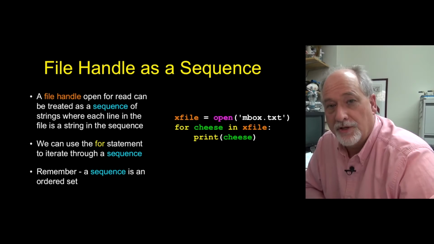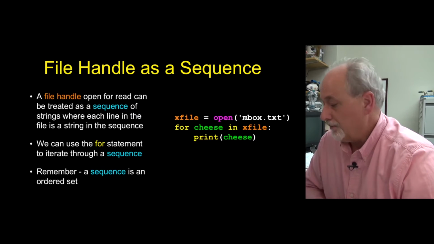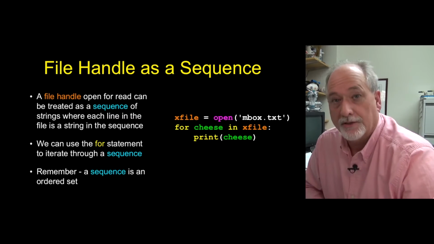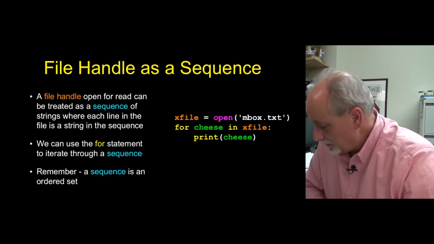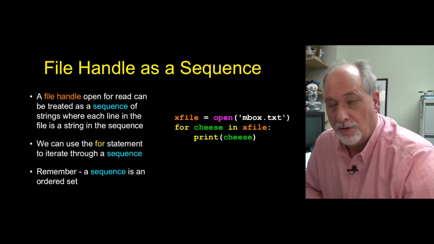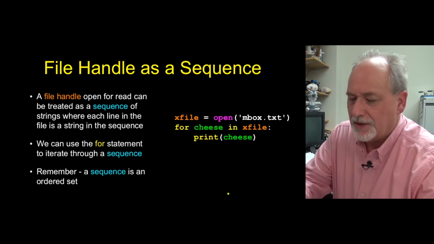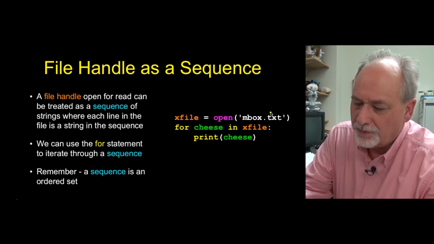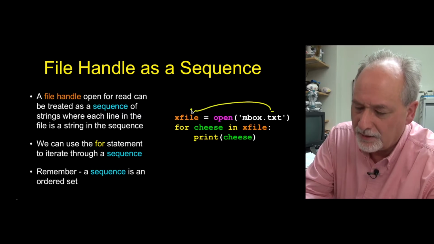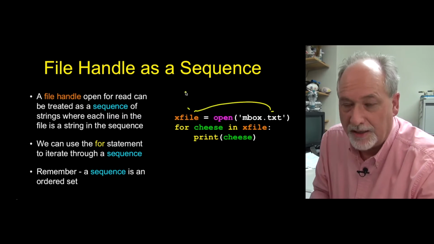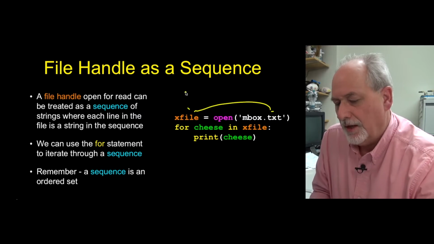So we're going to find that there's a number of different ways that we can read through the file, but the most common way is to treat it as a sequence of lines, and we're going to use the definite loop, the for loop, to do this. And so what happens here is we get back this handle that opens the file and gives us back the handle. That handle, xfile, is the variable I just named xfile.